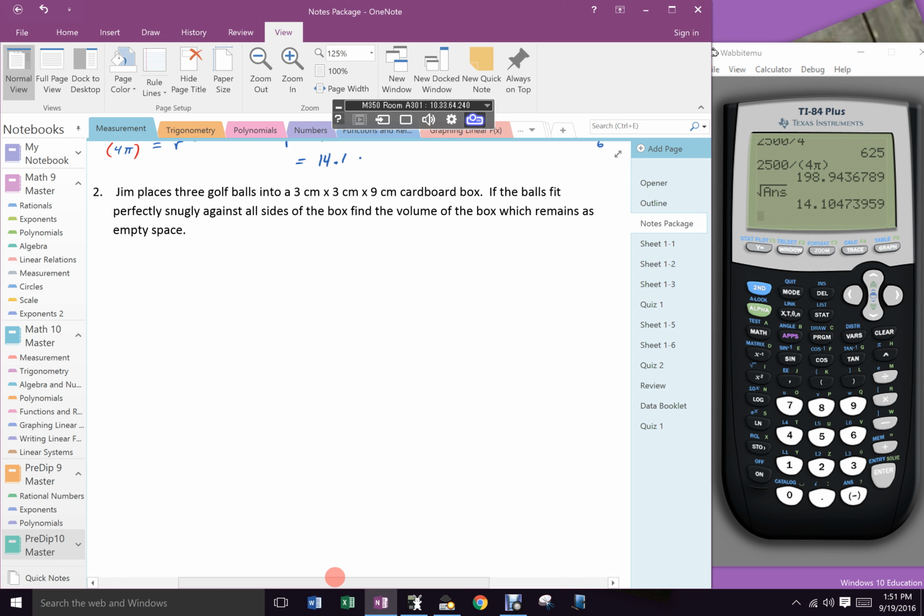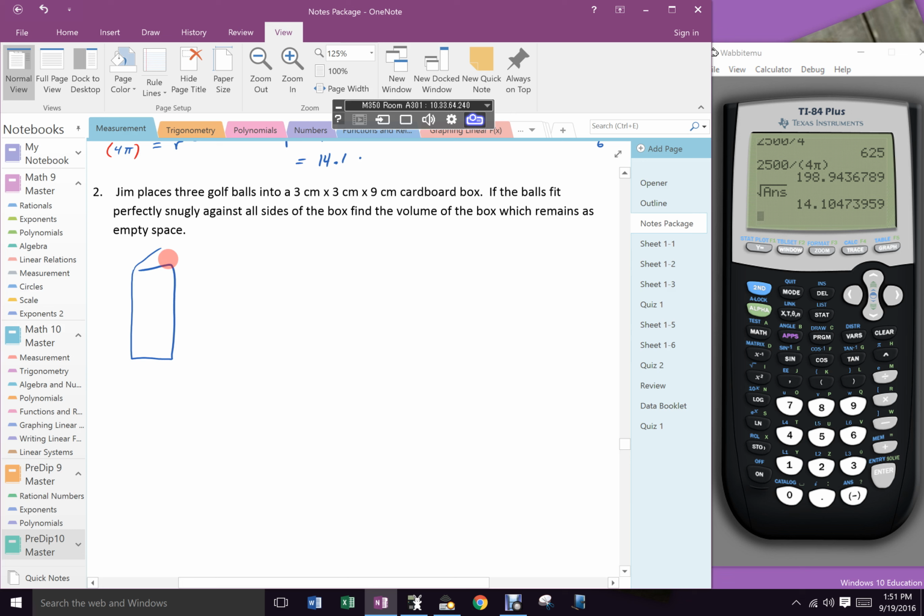A question like this. Yeah, it's all about material, right? It's all about cutting costs. It's all about being efficient, right? That's why we do this stuff. So Jim's putting the golf balls into the cardboard box. Do I care about volume or surface area? Volume, because I'm filling the space in the box, right?